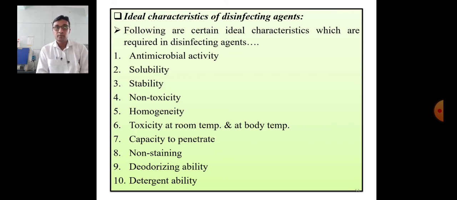Ninth number, it should have a good deodorizing ability. It should have a good deodorizing ability. What does it mean? It should have a good aroma. त्याचं स्मेलिंग चांगलं यायला पाहिजे.